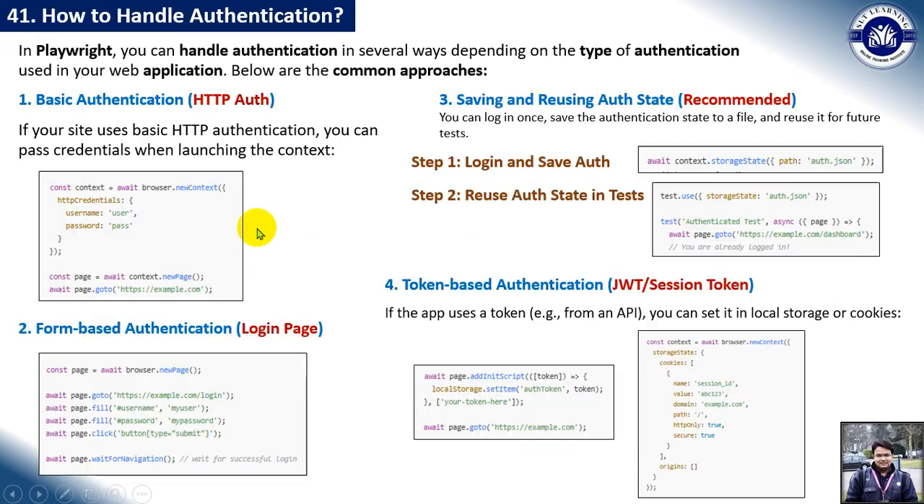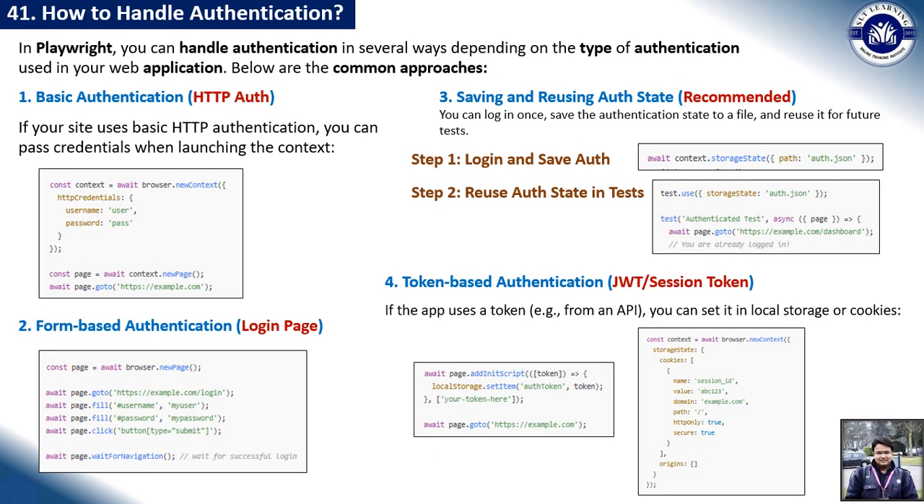So let's first go with how to handle authentications. In Playwright you can handle authentication in several ways, depending on what type of authentication you are working with. If it is basic authentication like HTTP authentication, then you can pass the credentials in the config file and utilize them in your automation code. If it is form-based authentication, then you can manage it by using locators and passing values, like filling the username and password. You can see it over here.